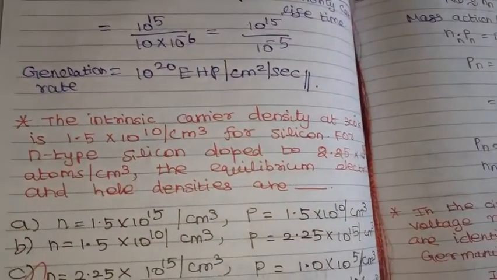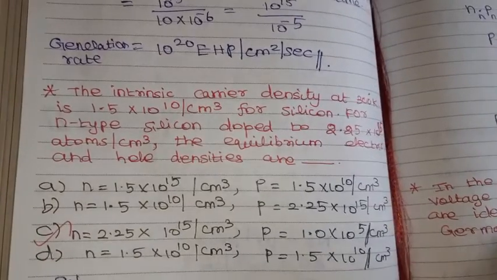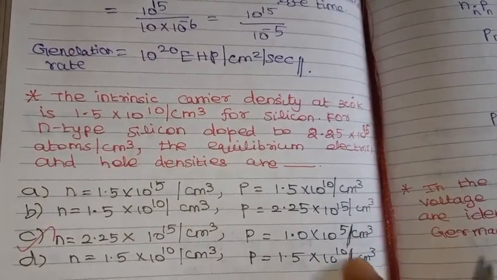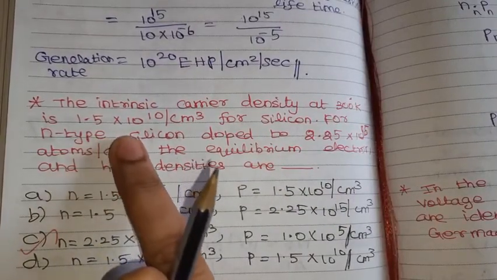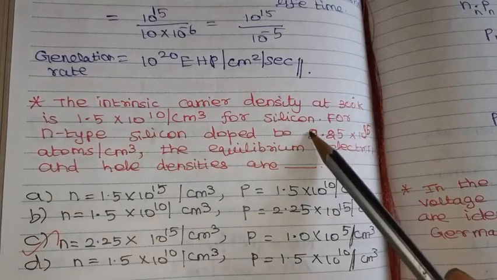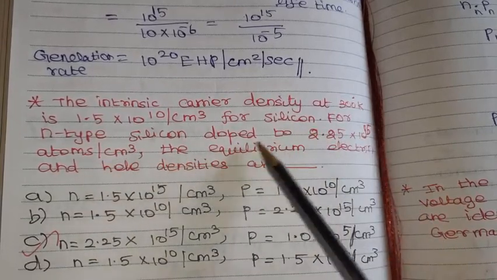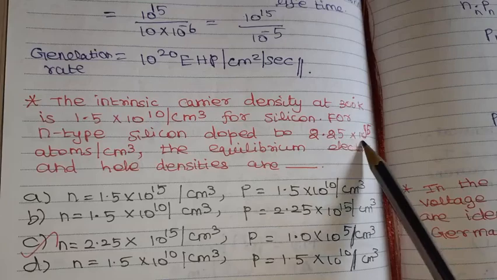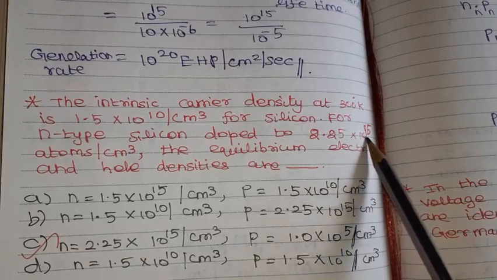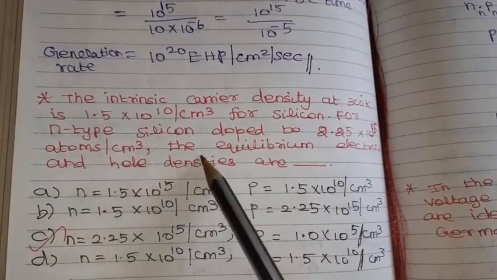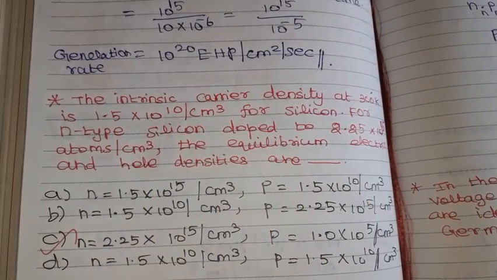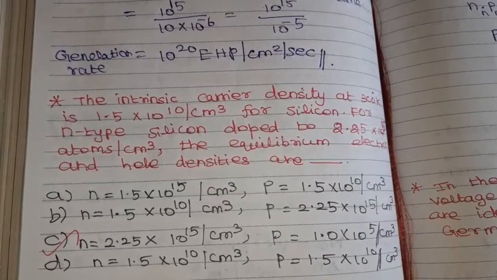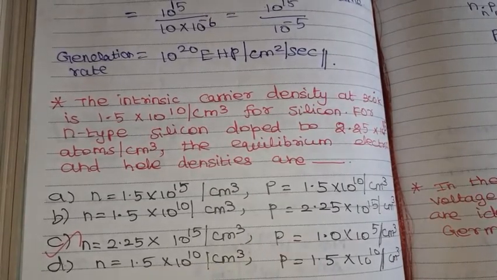Okay. Then the intrinsic carrier density at 300 Kelvin is 1.5 into 10 power 10 per centimeter cube for silicon. For n-type silicon doped to 2.25 into 10 power 15 atoms per centimeter cube, the equilibrium electron and hole densities. Electron and hole densities, we will find out Nn and Pn, or N and P are asking. So what is given?